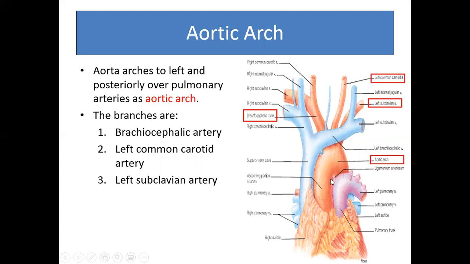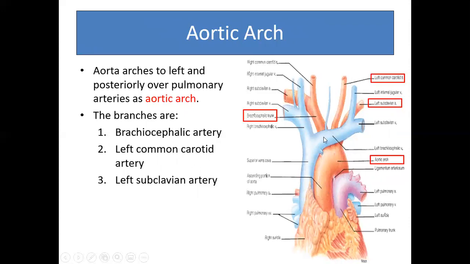Okay, the aorta will arch to the left, and toward the back, or posteriorly, over the pulmonary artery. If you see below the aortic arch, we have the pulmonary artery. So it arches above the pulmonary artery.